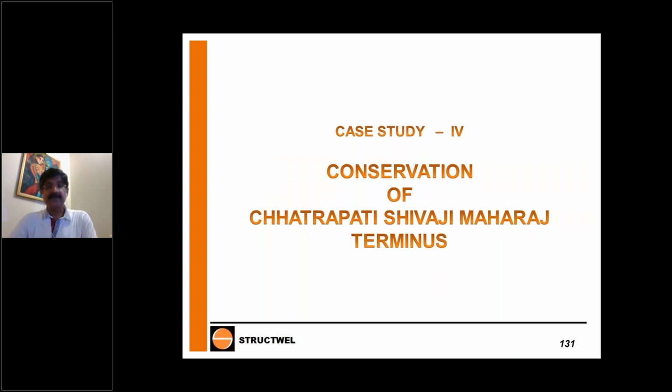I can time. Conservation of Chhatrapati Shivaji Maharaj Terminus. This structure also loves me. I always say the structures choose me for conservation. As I said, every structure has an Atma in it, and the Atma chooses who would be the conservation professional who will be conserving. So VT station, which we used to call it earlier, now it's called Chhatrapati Shivaji Maharaj Terminus, has some dil ka rishta with me, and it chooses me.